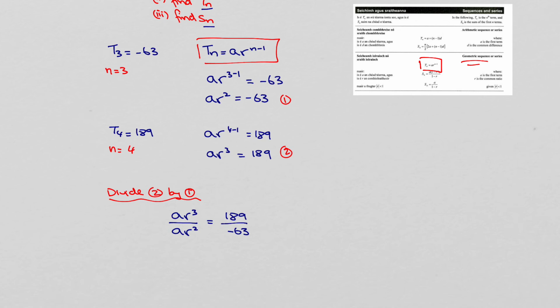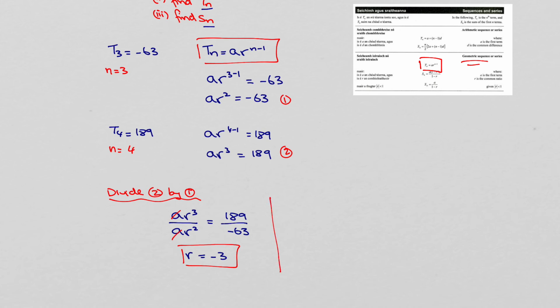The reason we do this is because we can see a goes into a once, and r squared goes into r cubed r times, and 189 divided by minus 63 is minus 3. So it's a nice quick way of finding our value for r. The other way in which you can do it is take a and say a is equal to minus 63 over r squared in equation 1, and then replace a with minus 63 over r squared in 2, and you would end up with the same thing. So it's the same thing as dividing 2 by 1.